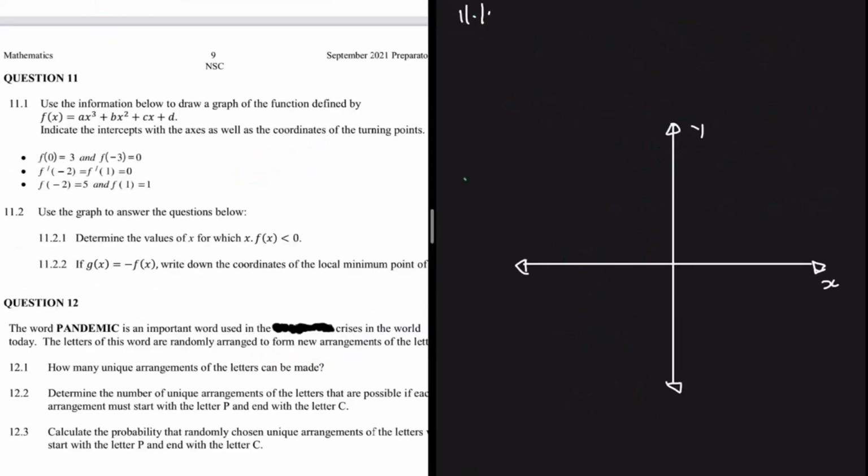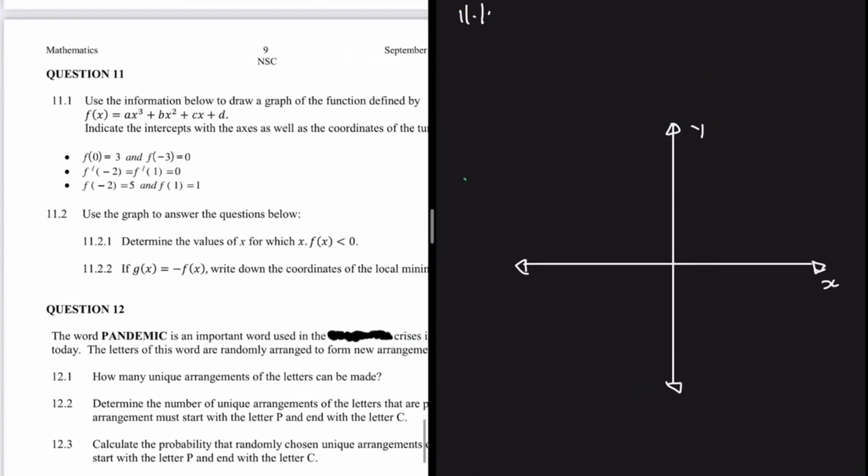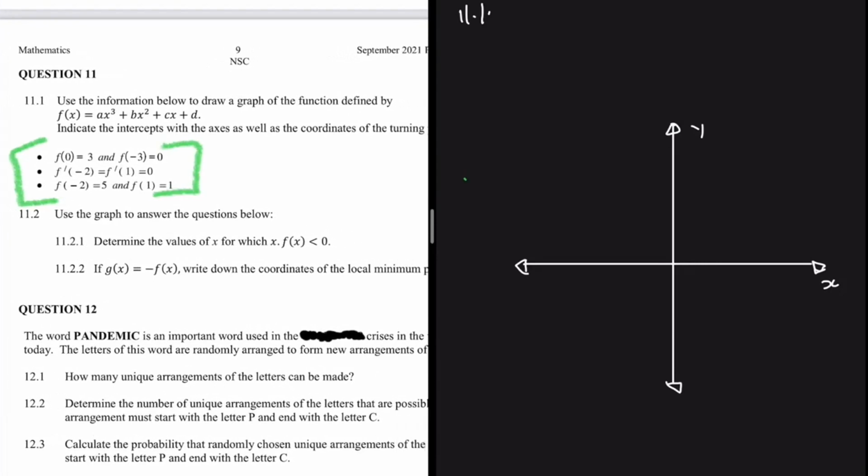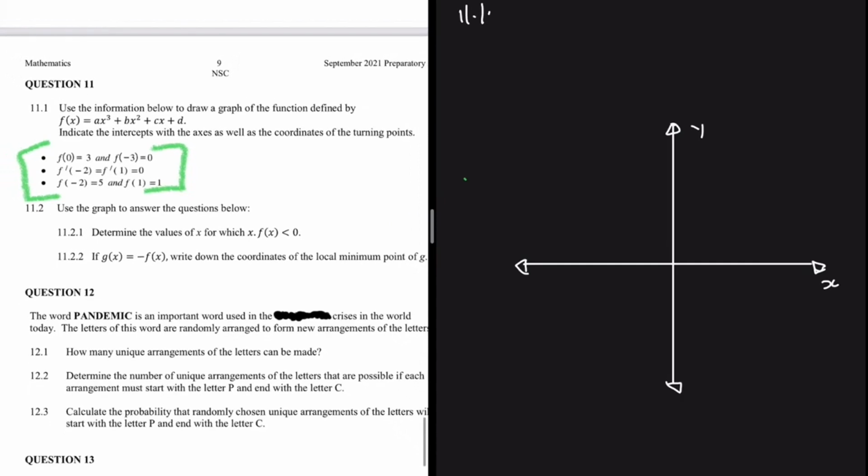We are given information here about a cubic function f of x. Here's the information here, right? And then they're saying let's use this information to draw the graph, right? Let's indicate all the intercepts with the axis as well as the coordinates of the turning points. So step number 1, when you're doing an equation like this, is to determine where all your points lie, right? After you put all your points on the graph, you determine the turning points. After you get the turning points, you're essentially done because you know the general shape of the graph. So let's go ahead and do that.